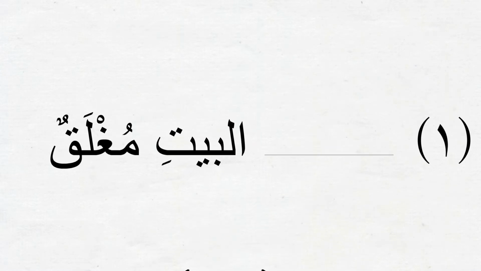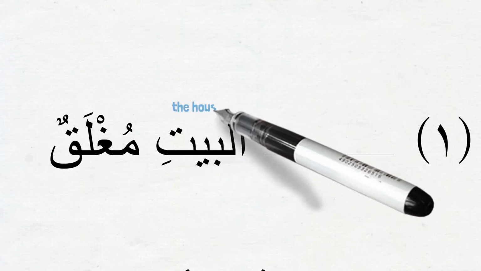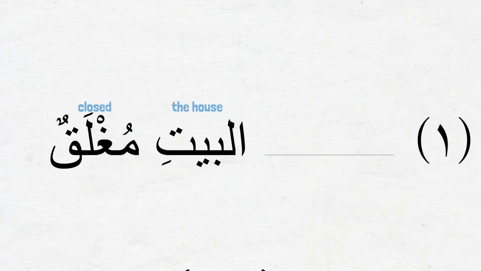Sentence number 1. We have a blank followed by al-bayti mughlaqun. Because the ism al-bayti is coming as majroor, it looks like this is mudaf ilayh, and we are looking for mudaf here. Al-bayti is the house and mughlaqun is closed. What of the house can be closed? The door, right? So we are going to put babu here in the blank. The full sentence will be babul bayti mughlaqun.